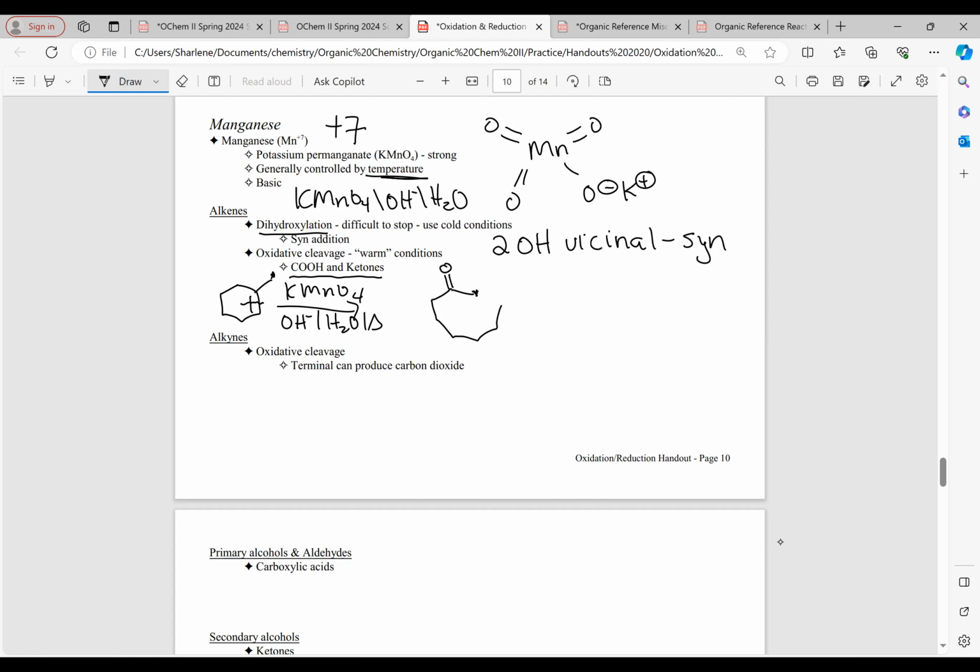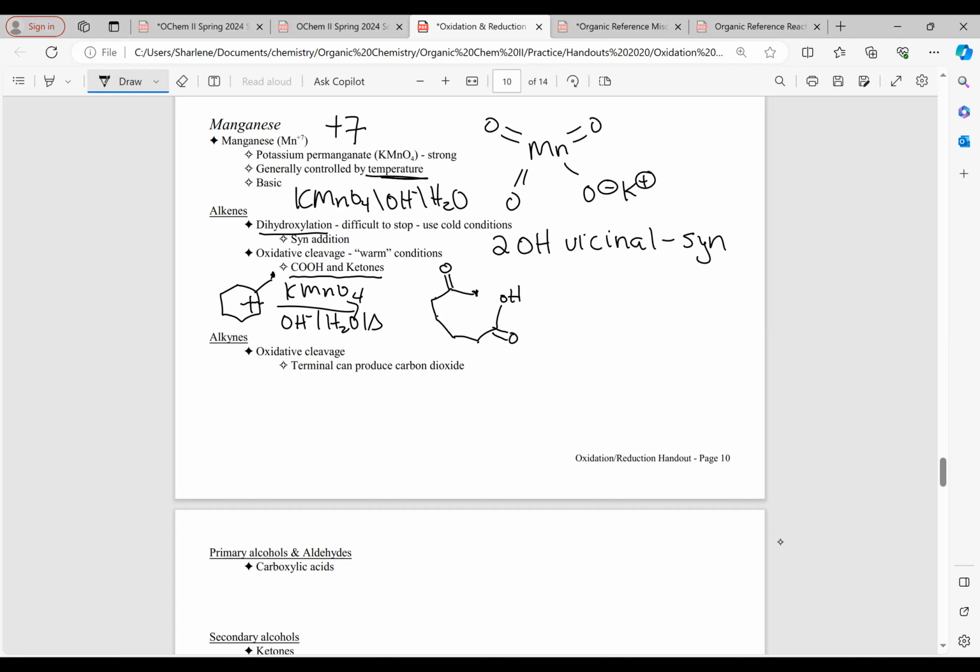Because it doesn't have a hydrogen to give, it's stuck at the ketone stage. But the other side, 1, 2, 3, 4, 5, and 6, will turn into a carboxylic acid. So it's not really anything special, except the starting material created the ketone.